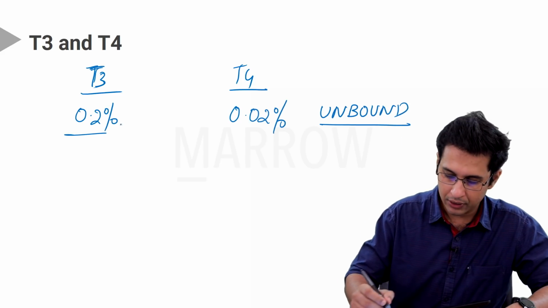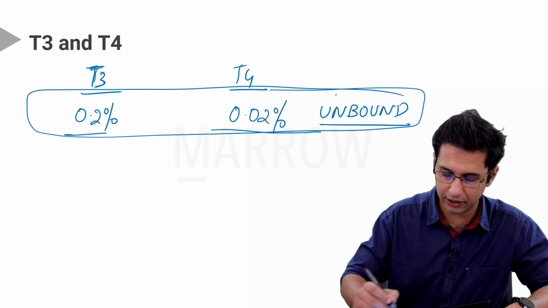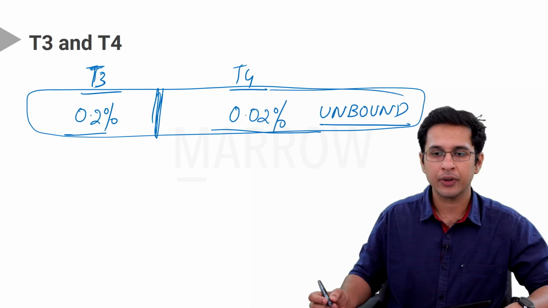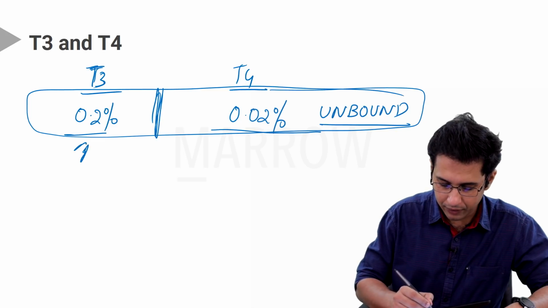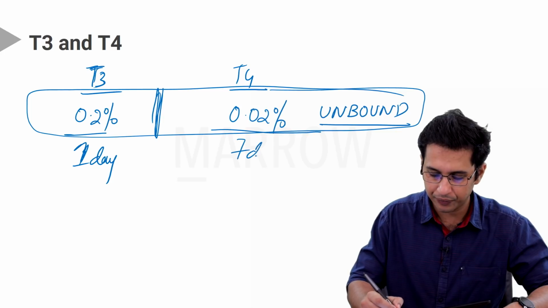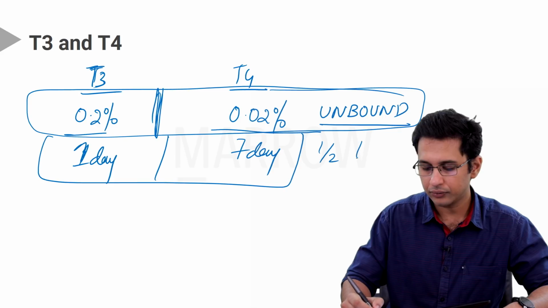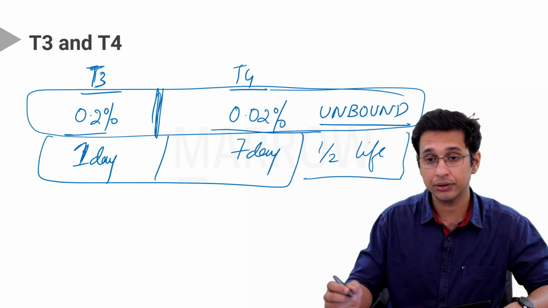Okay. Unbound percentage is 1. This is important. This is the specific you need to know. Okay. What is the half-life? This is 1 day. Rapid guy. T3 is our rapid guy. Our stable guy's half-life is 7 days. Half-life, right? You need to know this.